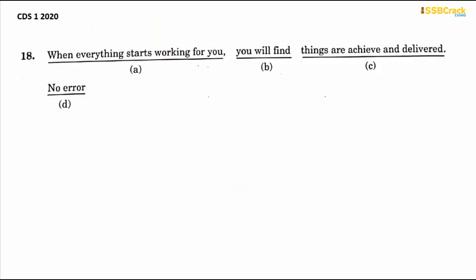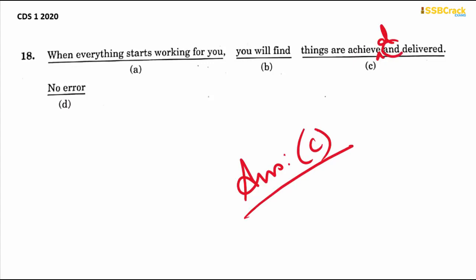Okay. Next one. When everything starts working for you, you will find things are achieved and delivered. It should be are achieved, not achieve. Verb in first form should not be used. So answer is option C, because again there's a conjunction and it's joining delivered and achieved. Both of these words should be in the same parts of speech, and because a helping verb, are, is there, it should be are achieved and delivered. Okay, so answer is option C here.